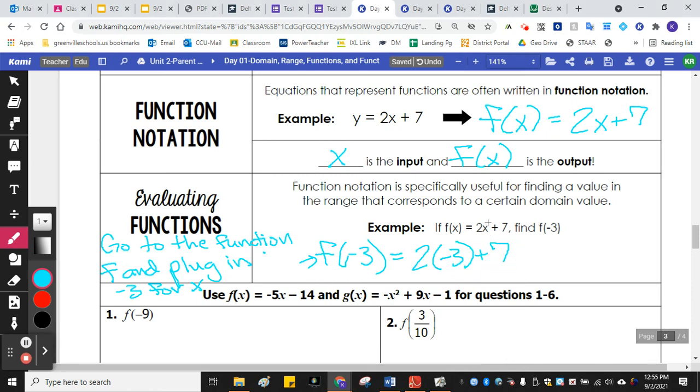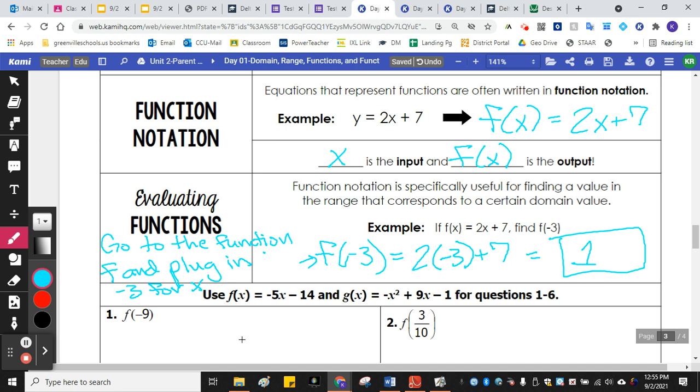Anytime you see an X, you plug in -3. You didn't know that? Like, boy, you're so sus. And then you get your answer. So if you're plugging X in, you should just get your answer. 2 times -3, -6 plus 7? 1. So your answer is what?